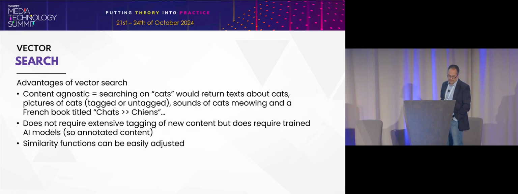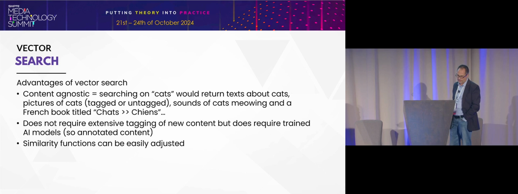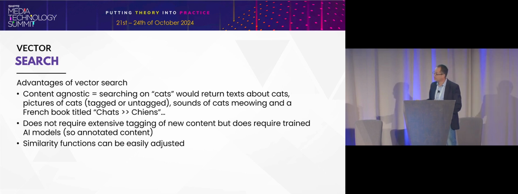Some advantages of vector search, it's pretty cool. It is content agnostic. It really doesn't care if you're looking for image, text, video, or other media, as long as the embeddings for that media were extracted in the same space as the search query. So if you search for cats, again, I like cats, we get all kinds of things. I can get the sound of a cat meowing. I can get a French book title that can be translated: Cats are way better than dogs.